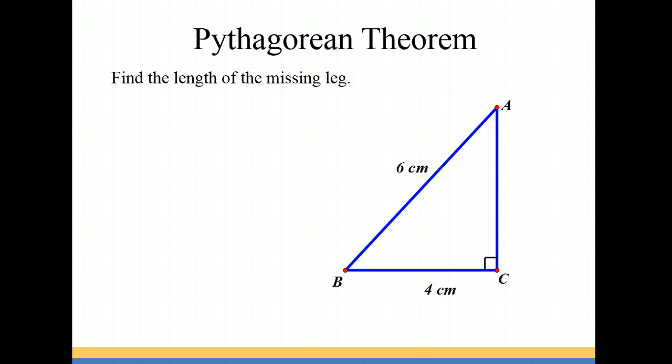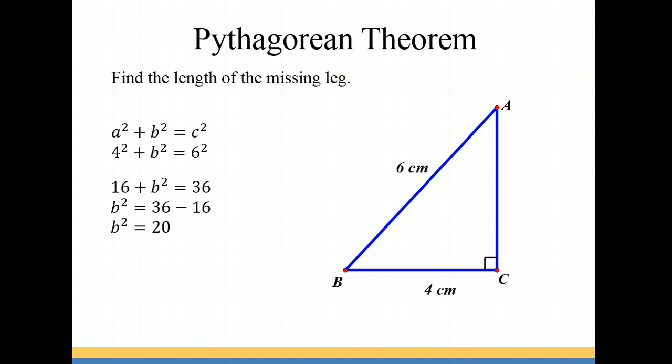For this problem, we need to find the length of a missing leg. So we're still going to use our Pythagorean Theorem. Our c is 6, and our side a is 4. Our side b is the unknown, so we need to isolate b squared. So first we're going to square, so we have 16 plus b squared equals 36.